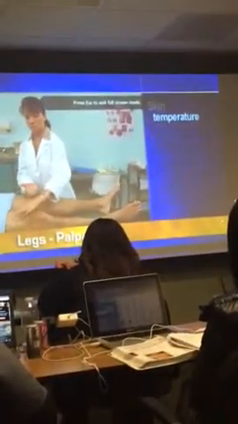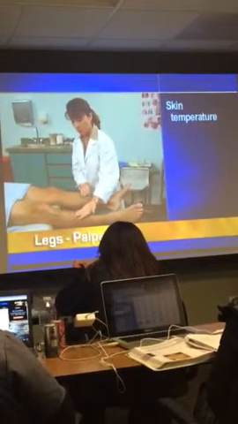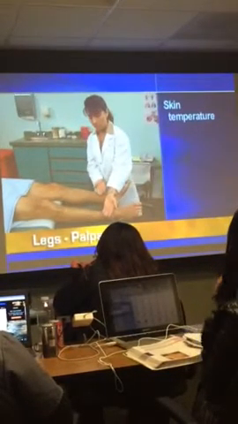During palpation, assess the skin temperature, comparing symmetrical spots. The skin should feel warm and equal bilaterally.